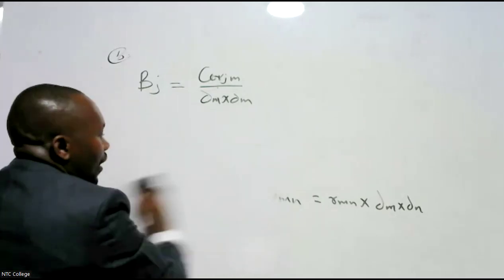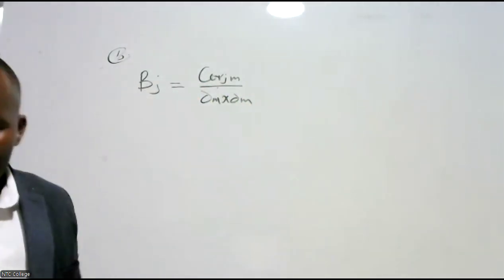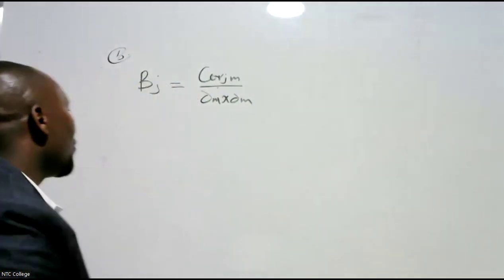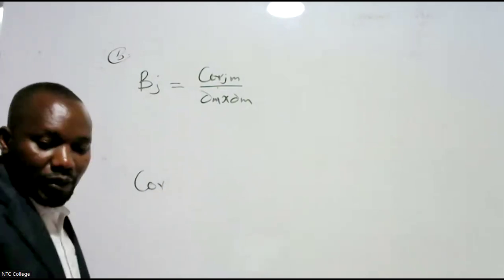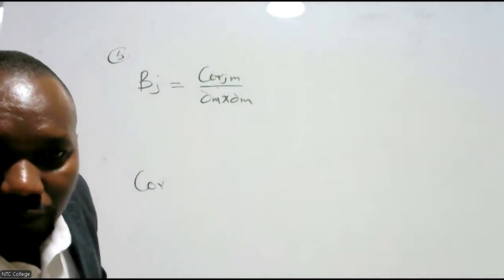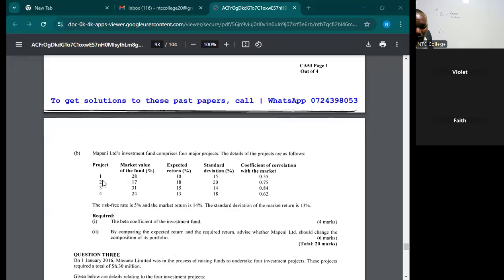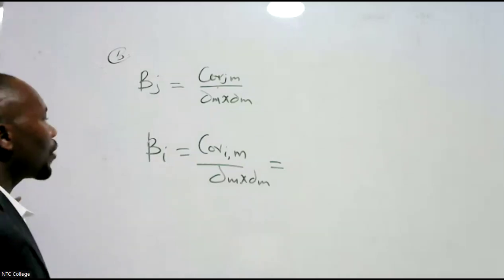So now, assuming that the market is also an asset or a security that you're comparing with, let's pick one of them. We have the first one there. We'll say that beta for asset one is equal to covariance of asset one and the market all over market times market. We take asset number one, and we are comparing it to the market.